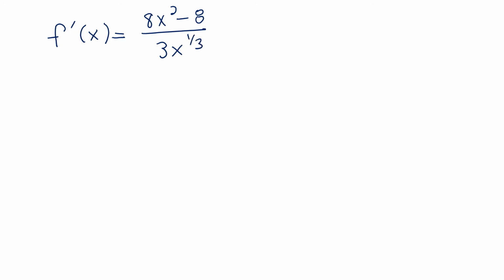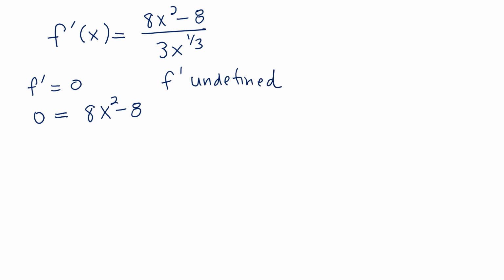We need to solve for where the derivative equals 0, which is where the numerator 8x² − 8 equals 0, and where the derivative is undefined. If you let x go to 0, that gives you a 0 in the denominator, so x equals 0. Let's solve for the x values where the derivative equals 0.